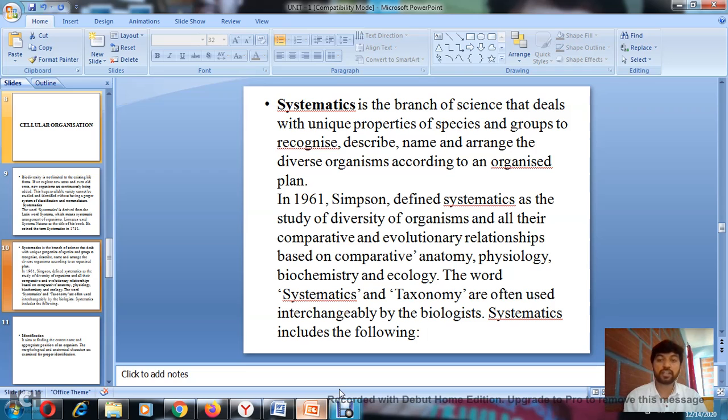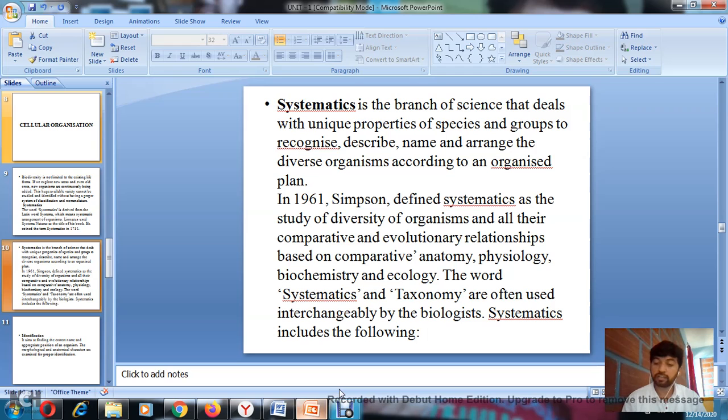The words systematics and taxonomy are often used interchangeably by scientists, right? Some scientists will call the study of organisms and keeping them in a systematic way systematics, and sometimes scientists have called it a branch, like taxonomy, right. Let us understand systematics, and what all it includes.